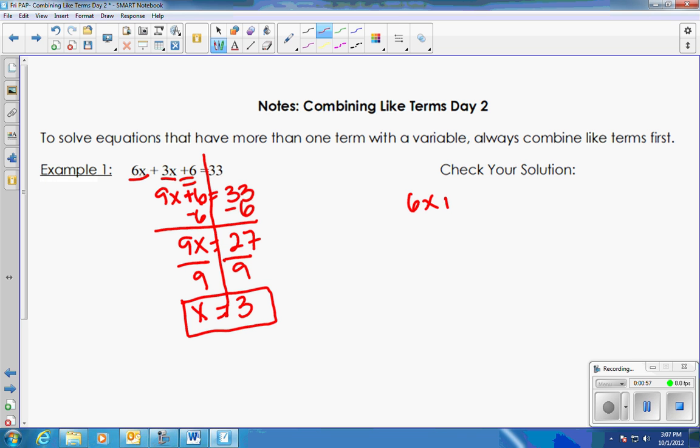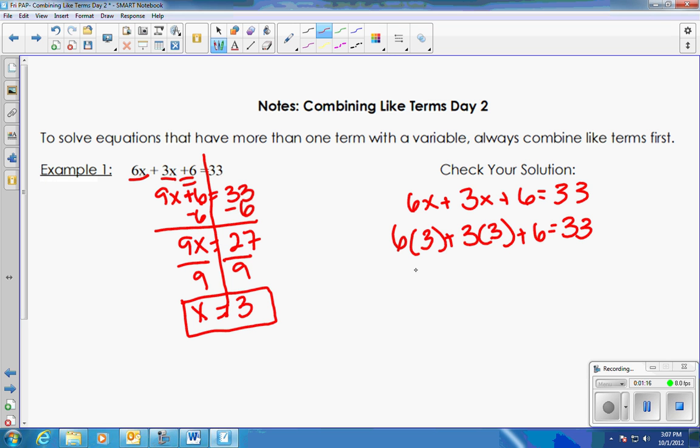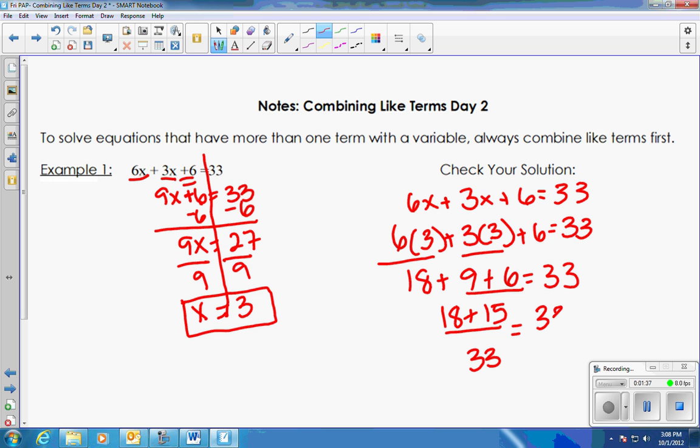So 6x plus 3x plus 6 equals 33. 6 times 3 plus 3 times 3 plus 6 equals 33. Please remember to always use your original equation, because if you made some mistakes simplifying, then that's going to affect how your check works. 6 times 3 is 18. 3 times 3 is 9. And then this is all addition, so I can really do it in any order I want. 9 plus 6 is 15. 18 plus 15 is 33. So we ask ourselves, did it work? Yes, it did.